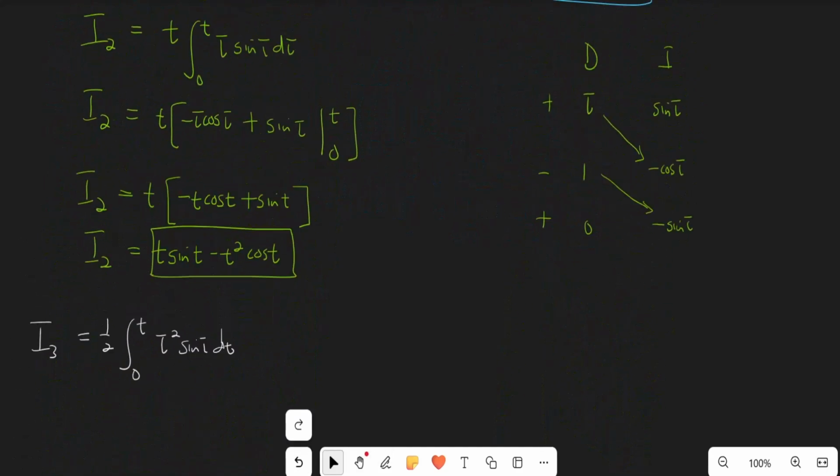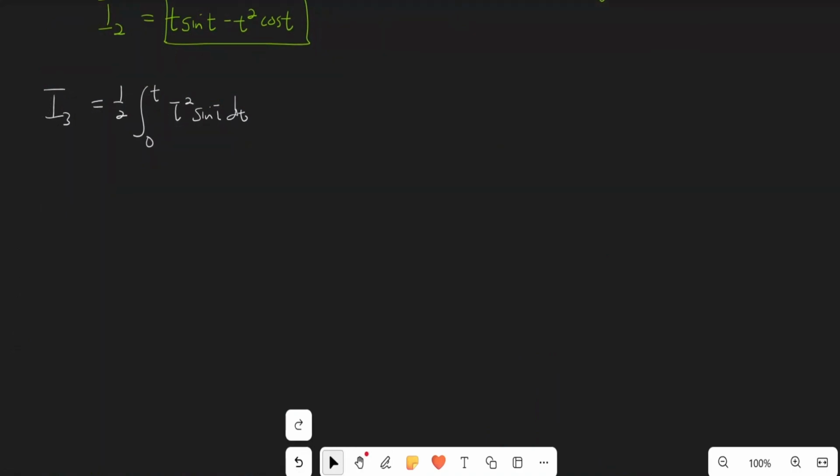So now this one is integration by parts again, but this one is a little bit longer because it has tau squared. Okay, cool. So now let's differentiate and integrate. I am going to differentiate tau squared and then integrate sine of tau. This one is plus, so this one is going to be 2 tau. When you differentiate 2 tau again, you're going to get 2, and differentiating 2 you're going to get 0. Integrating sine of tau, that's going to be negative cosine of tau. Integrating negative cosine of tau is going to be negative sine of tau. And integrating negative sine of tau is going to be positive cosine of tau. And now we are done.